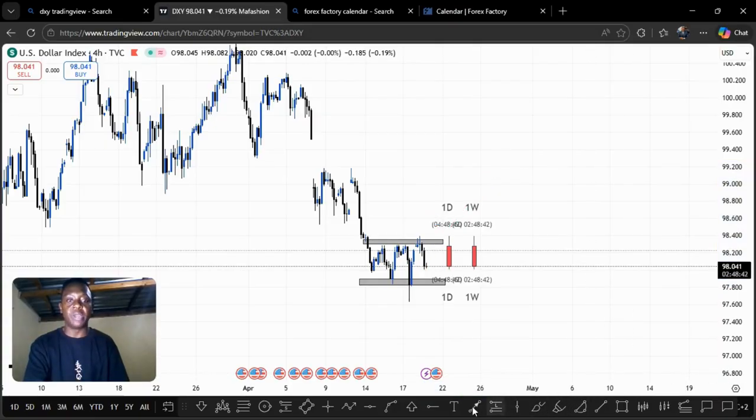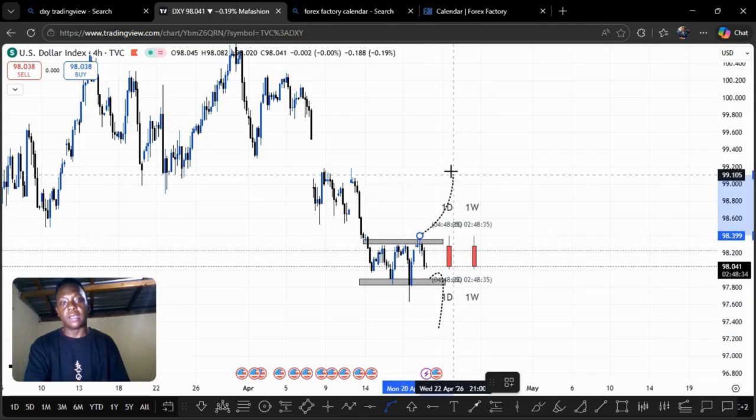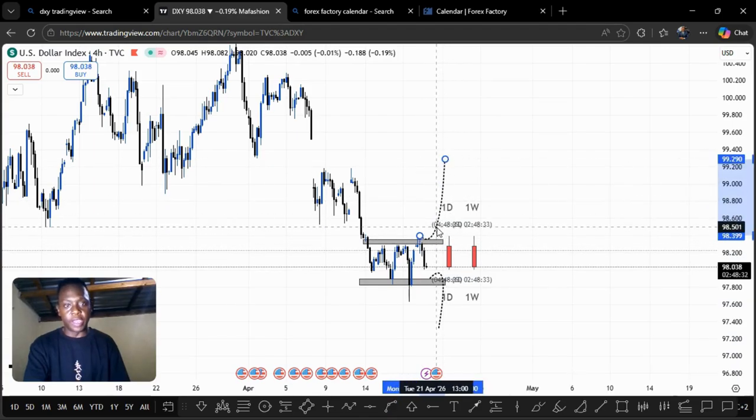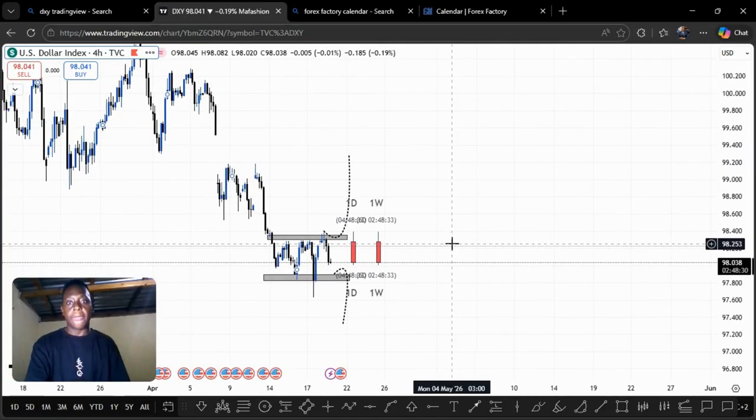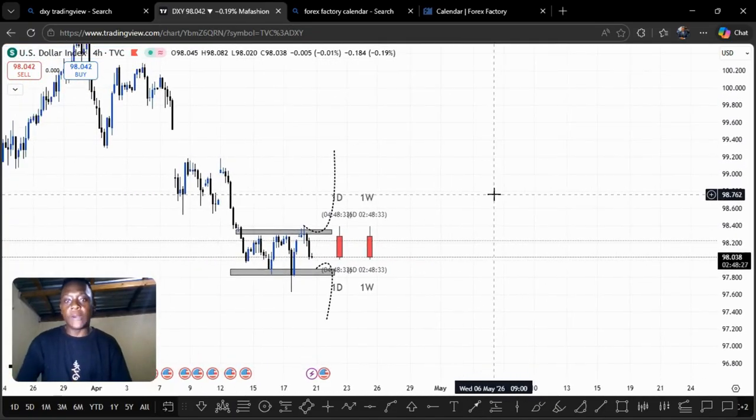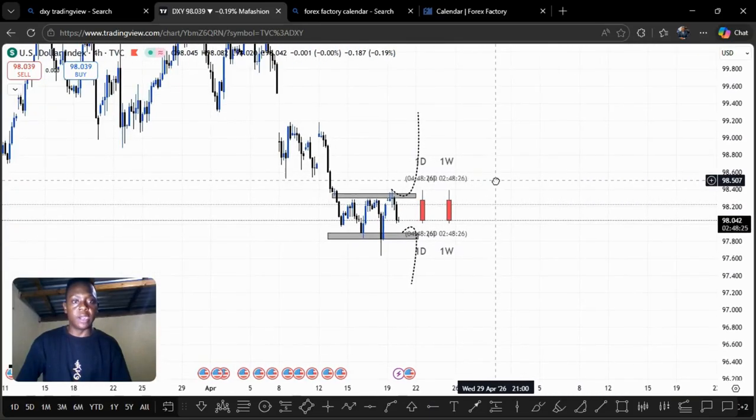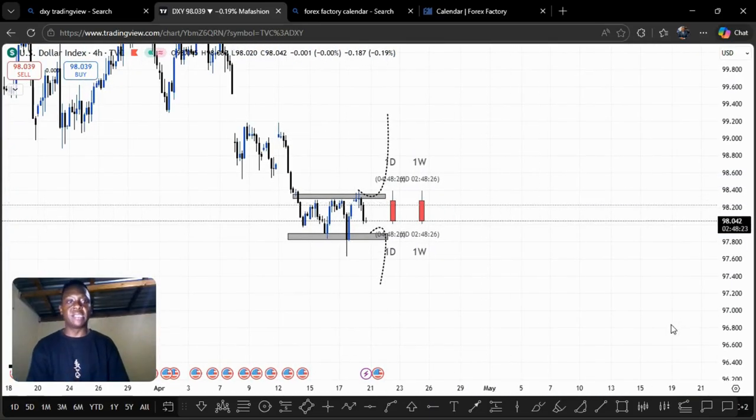It's either it breaks to the downside or it breaks to the upside. You get what I mean? So this is what I'm looking at on DXY, and this is what I'm expecting so far.